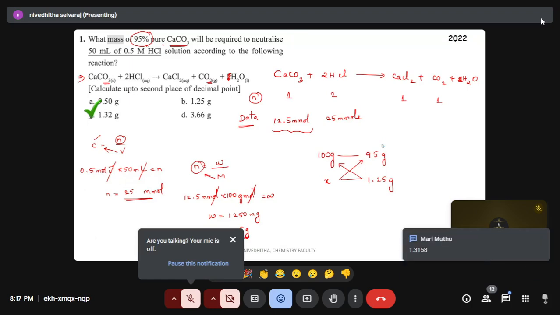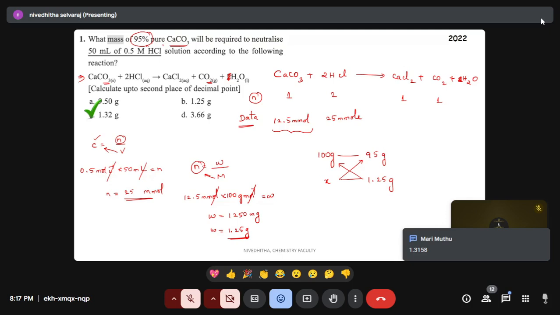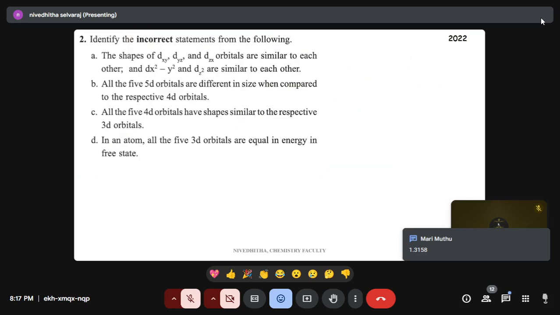Okay. Now, we move on to the next question. This is very easy. The question is from atomic structure. We are provided with four statements and we have to find the wrong statement. Right, Marimutu. Answer is 1.314.